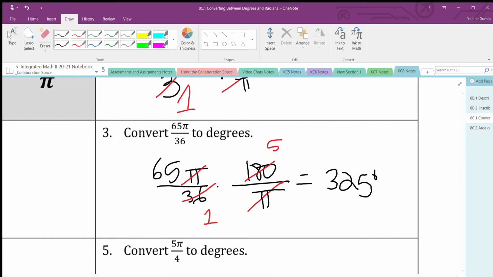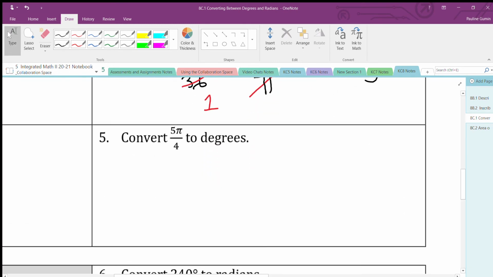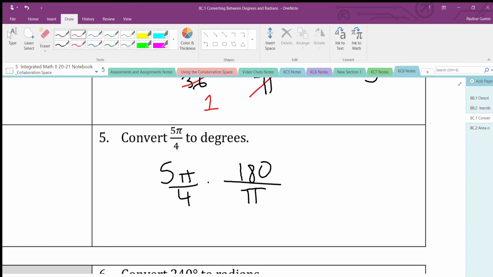Let's do one more for good measure. 3 is a nice number. All right, 5 pi over 4. I want to get rid of the pi's, so pi is on the bottom, 180 on top. Farewell, pi. All right, can we reduce 4 and 180? We sure can. 4 times 45 is 180. Okay. That's about it, because the bottom is completely reduced now. 5 times 45 is 225 degrees.